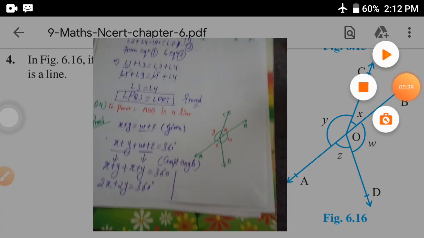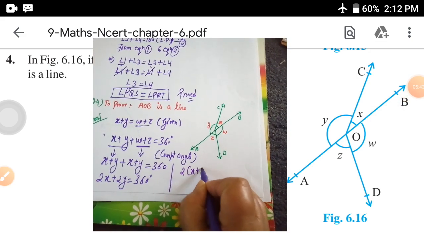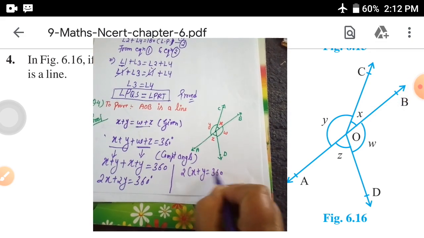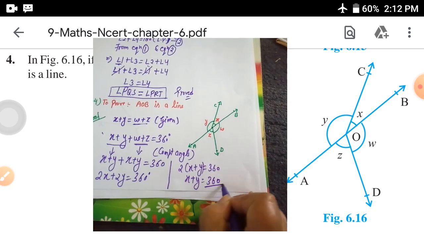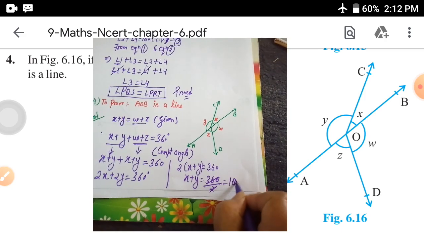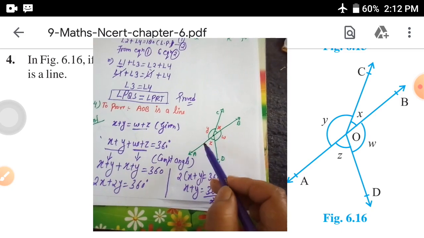Now see, 2 we will take common. So 2 times (x plus y) is equal to 360 degrees. Hence x plus y is equal to 360 upon 2. That means it's 180 degrees. You can see that x plus y is equal to 180 degrees.